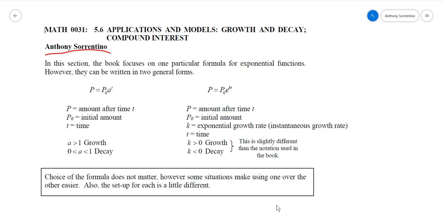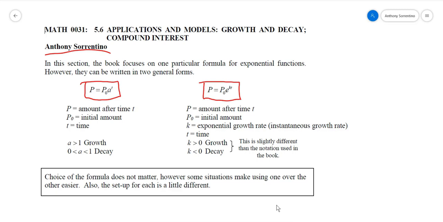And this video deals with the last section of Chapter 5, which is 5.6, Applications and Models, Growth and Decay, and Compound Interest. Basically, in this section here, you're going to be reacquainted with a couple formulas. You were taught these two formulas that you can use for exponential growth or decay, and it really depends on the situation that you are asked to encounter. I provide both of these.